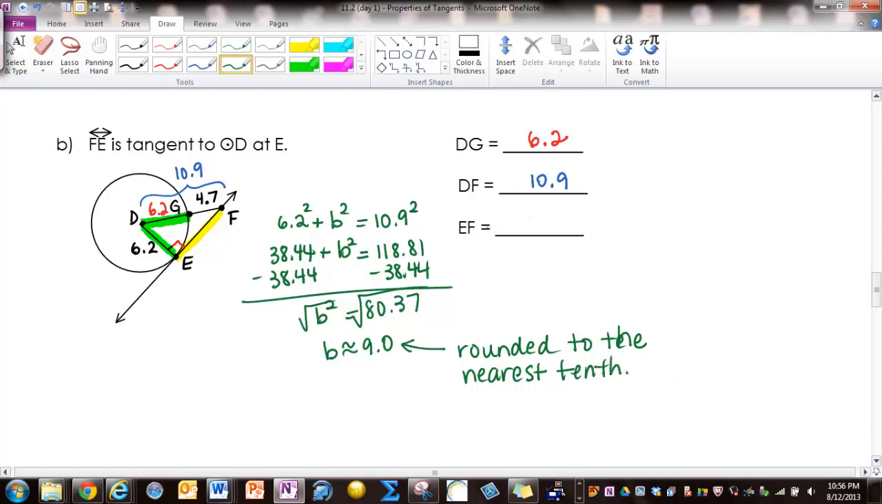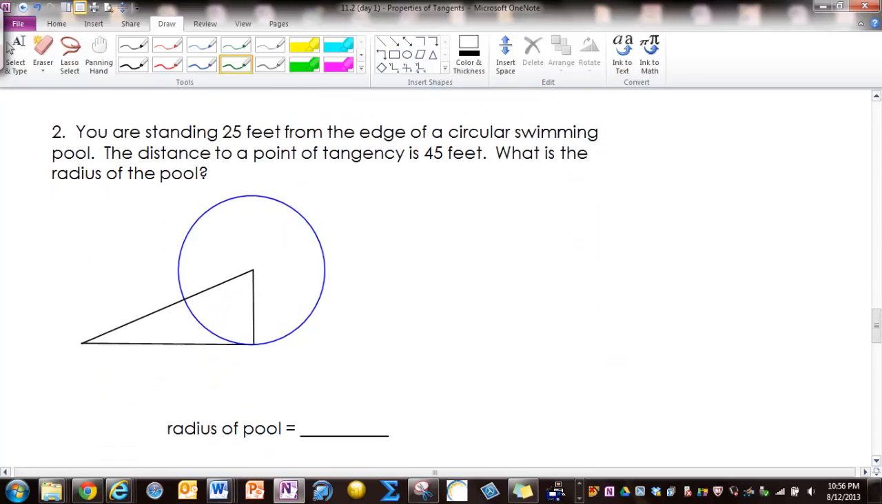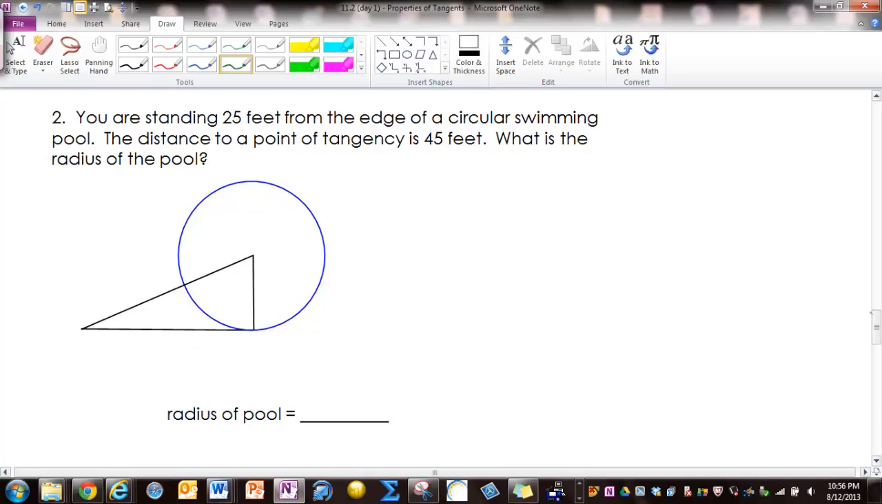So B, which is right here, is EF, is approximately equal to 9.0. Moving on to question 2, it says you are standing 25 feet from the edge of a circular swimming pool. The distance to a point of tangency is 45 feet. What is the radius of the pool?